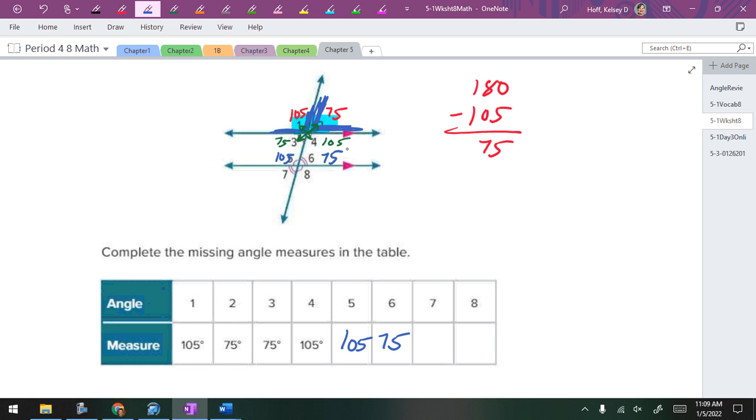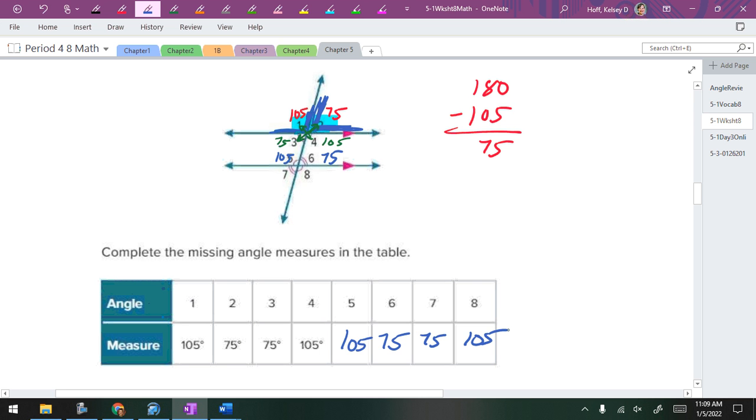But this is how I kind of relate it. Do every single one of us drive to Sioux Falls the same exact route? But do we all end up at Sioux Falls? Yeah. Okay. So we may not all take the same route of how we got our angles. As long as you're using angle relationships, you're good. So angle 7 is how many degrees? 75, and angle 8 is 105.